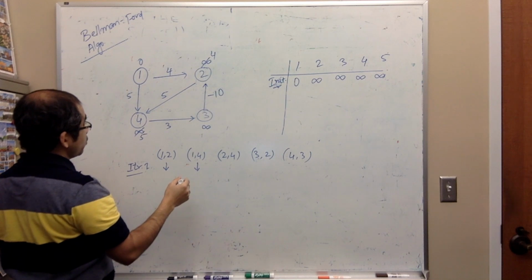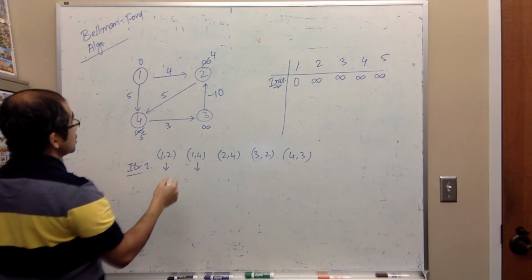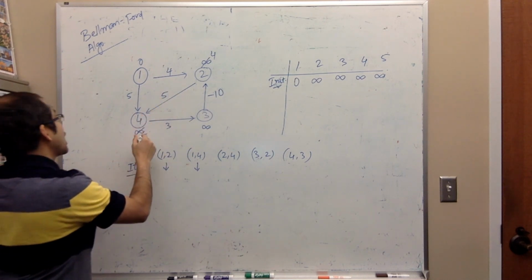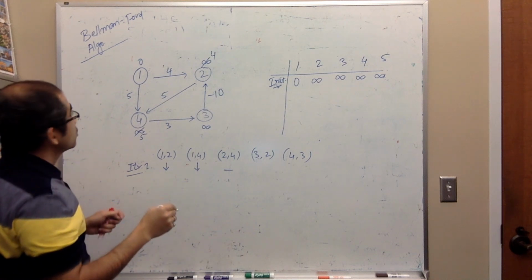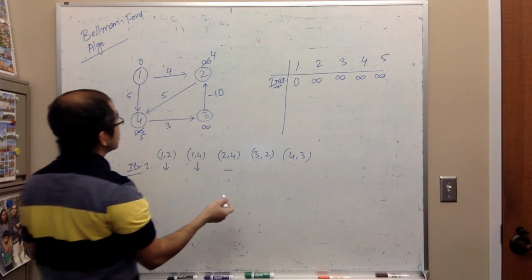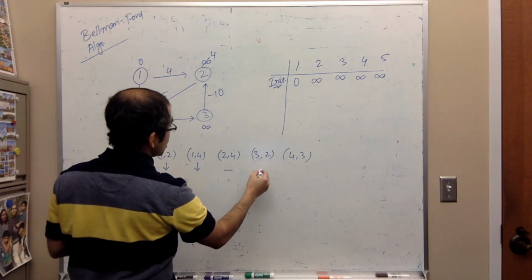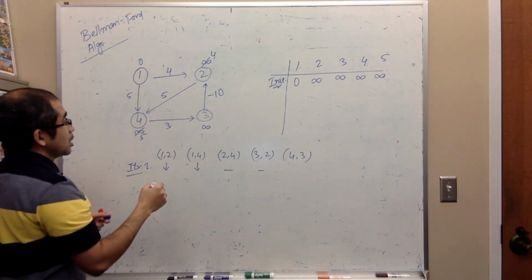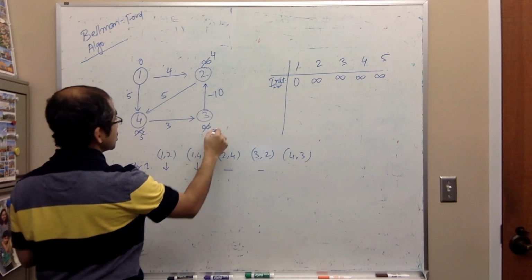So what about 2 to 4? Yes, it is possible. So 4 plus 5, 9, but this is already 5, so no change. What about 3? Any distance estimate from 3 to 2 cannot be done at this stage. But what about 4 to 3? 4 to 3 can be done because it's 5 plus 3, 8, so this changes to 8, okay?